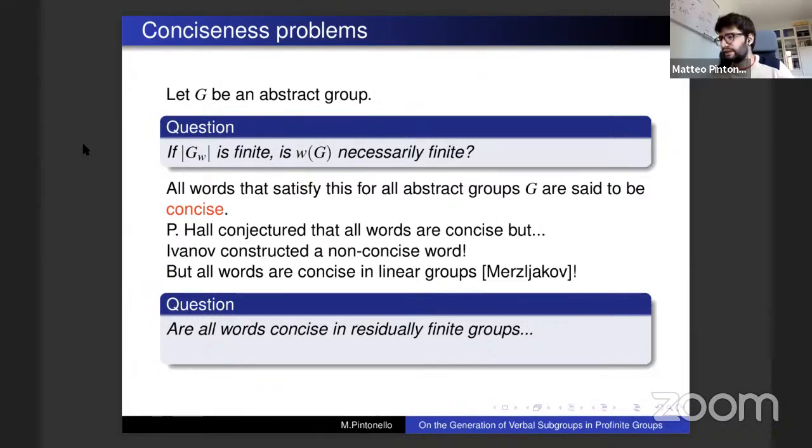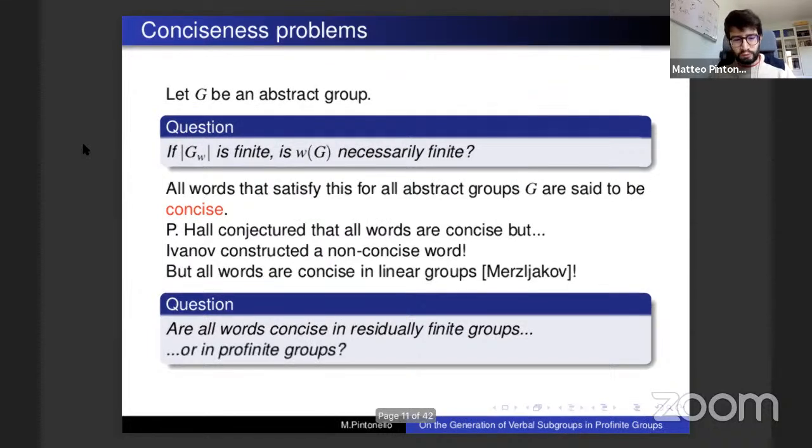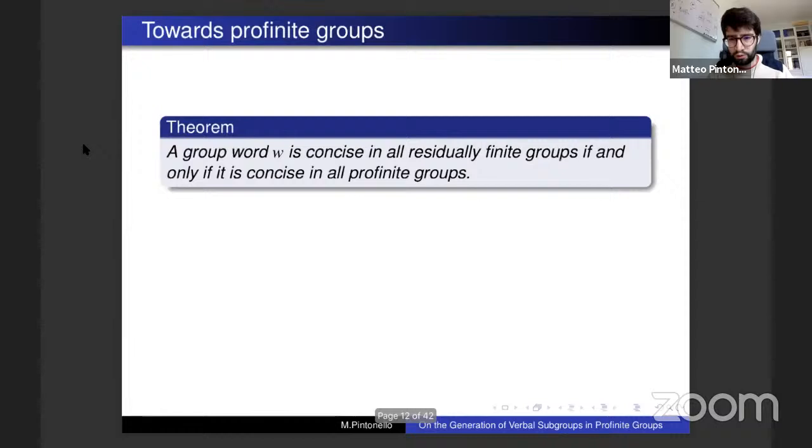One reason was that it was known that many words were concise in residually finite groups, and it was not known in general. Clearly, Ivanov's counterexample is not residually finite. It uses the free Burnside group. In general, it seemed a really crucial and useful property. Actually, residually finite groups are really close to profinite groups. And it is really easy to see that all words are concise in residually finite groups if and only if they are in profinite groups.